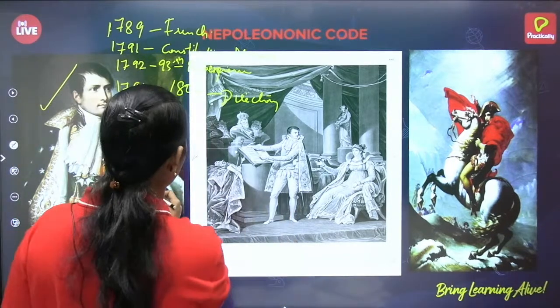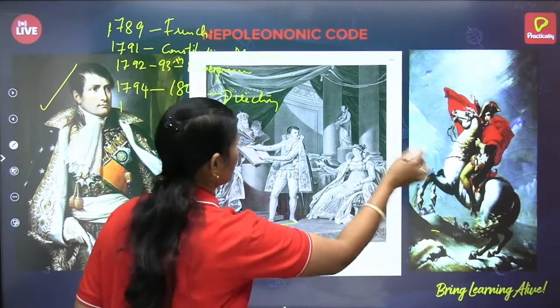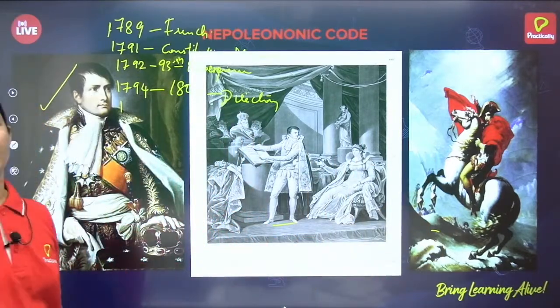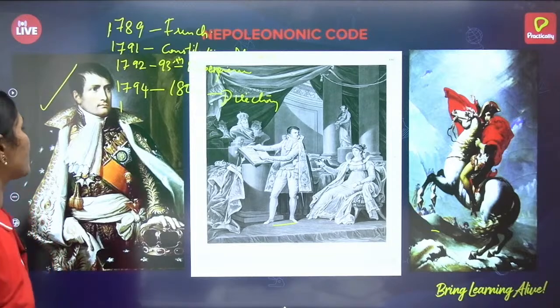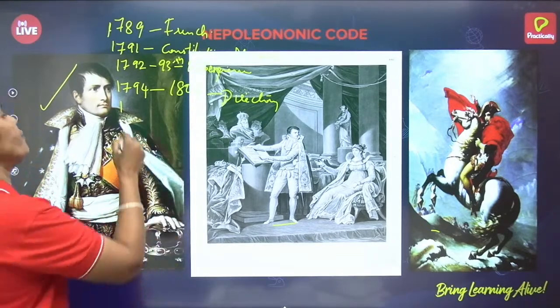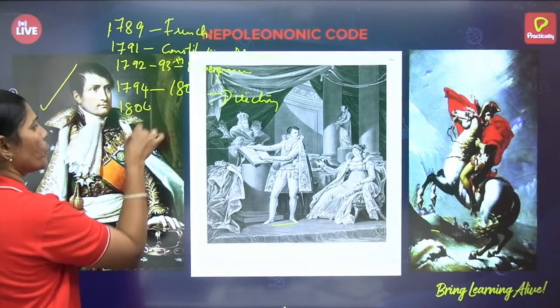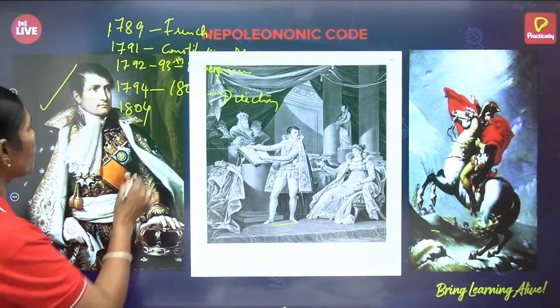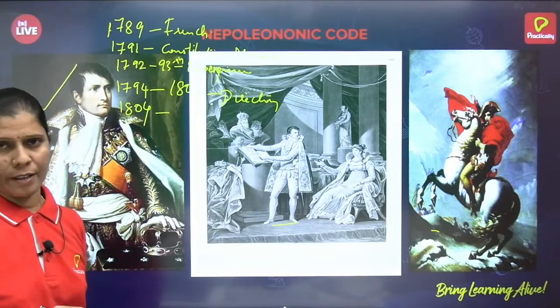You can see the images of Napoleon Bonaparte. In these three images you can see this is a person, a military commander. So later on, officially in 1804, Napoleon was declared a king.